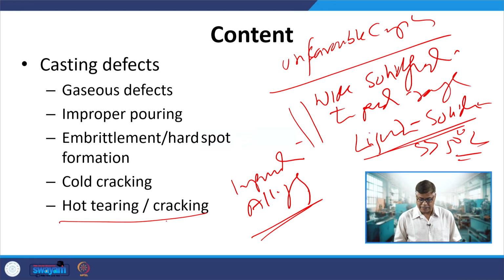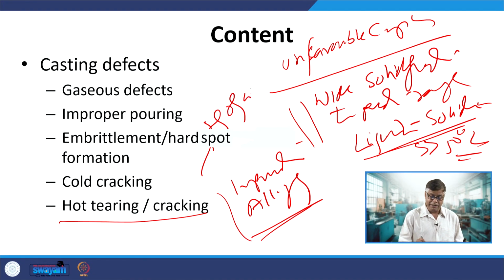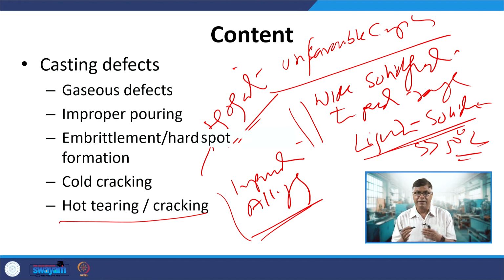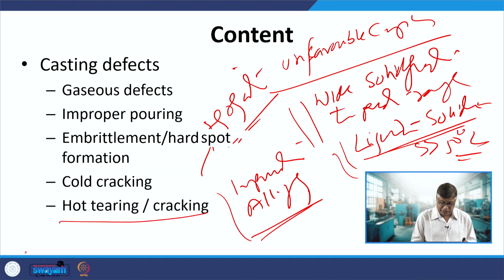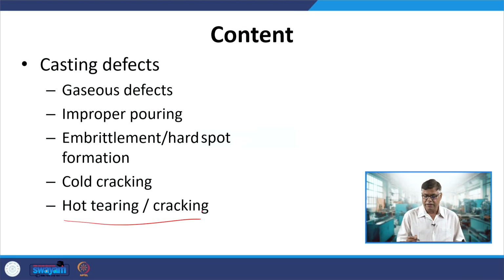So, sometimes even if the composition is not that unfavorable, but the cooling conditions favor segregation, leading to the increased presence of alloying elements in a localized manner in certain areas and promoting a wider solidification temperature range in those zones, then it will promote the hot tearing or cracking in those areas. So, this hot cracking or hot tearing is promoted especially in the case of ferrous metals.